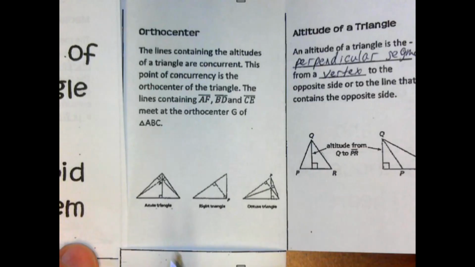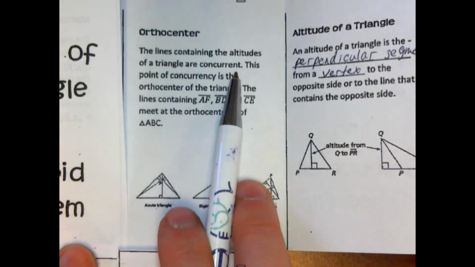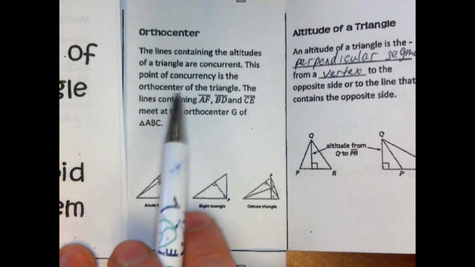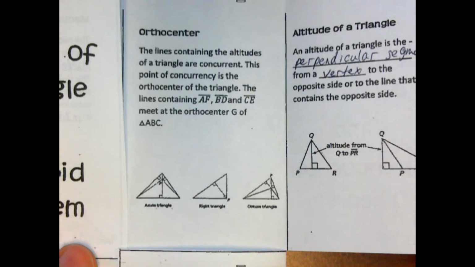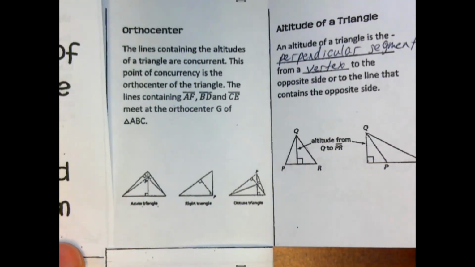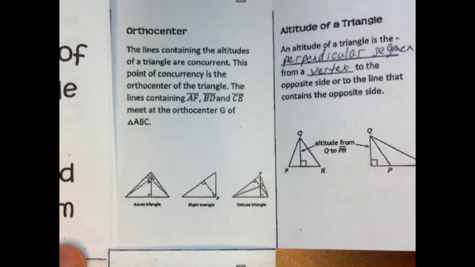The lines containing the altitudes of a triangle are concurrent, meaning again that they come together in a single point, and that point of concurrency is called the orthocenter of the triangle. As you can see here, the orthocenter could potentially be outside the triangle. Not every triangle is going to have an orthocenter inside.